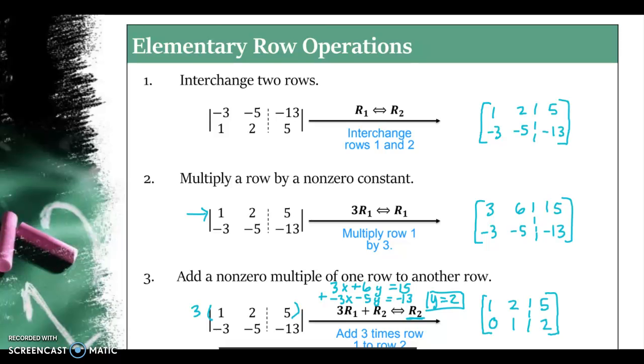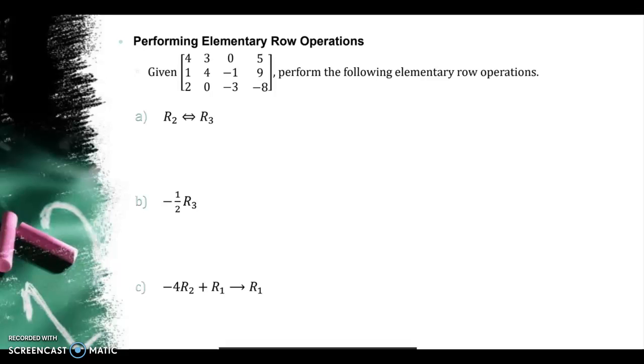So these are the 3 elementary row operations that we're going to use. Let's go ahead and do some practice. So what will interchanging row 2 and row 3 look like? We are just going to take row 2 and row 3 and swap them. So row 1 is not going to change at all: 4, 3, 0, 5. And then row 2 is now 2, 0, negative 3, and negative 8. And row 3 is 1, 4, negative 1, 9. And you can see if I swap row 2 and row 3 back, I'll end up getting the same matrix I had before.